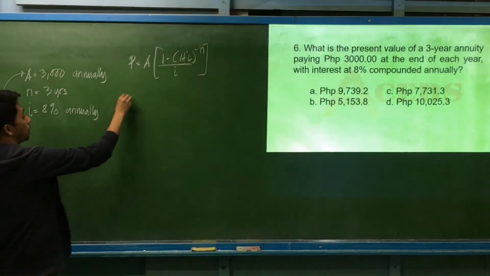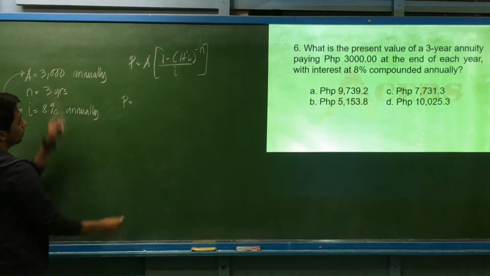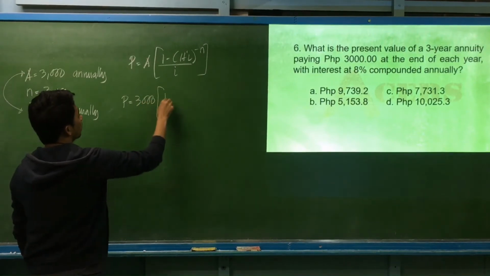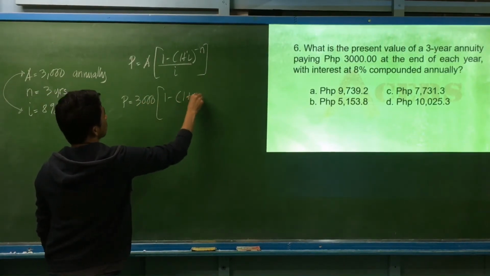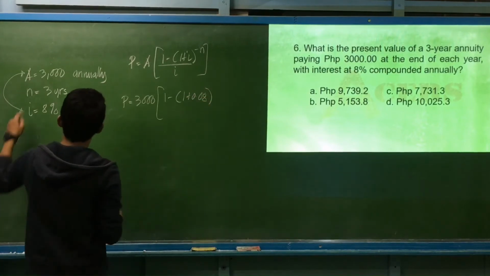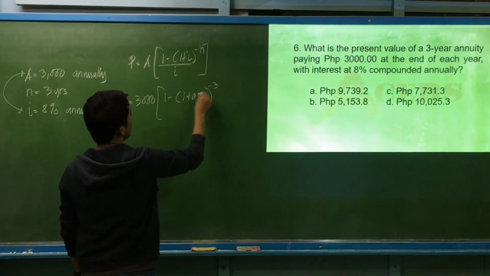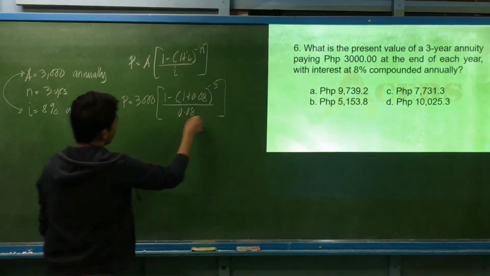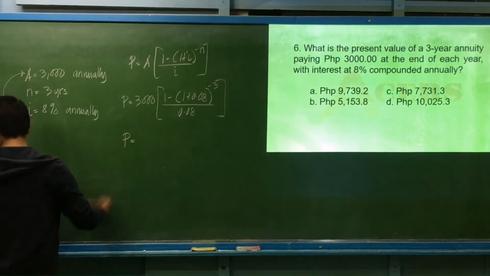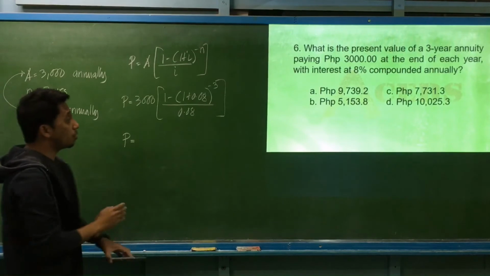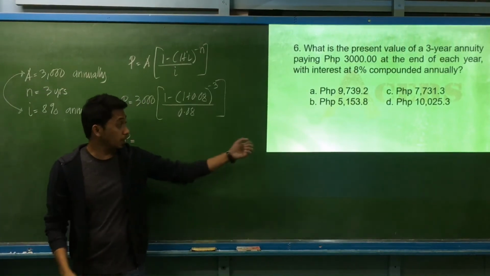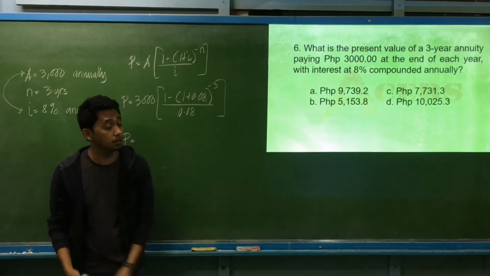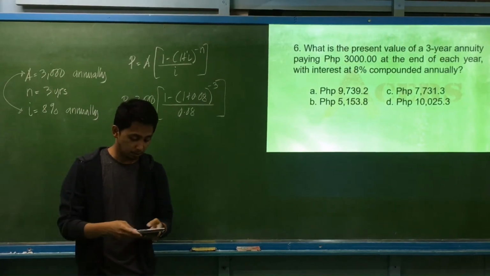So we are looking for the present amount. The annual payment is equal to 3,000, multiplied by 1 minus 1 plus 0.08, good for 3 years, so raised to negative 3, divided by 0.08. So this is an ordinary annuity. The type of annuity is ordinary annuity since the payment is done at the end of each period.